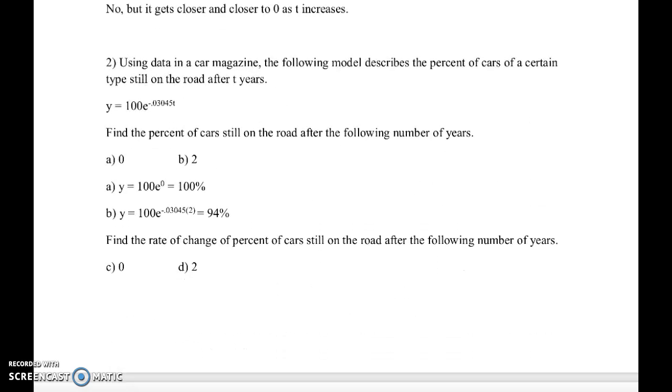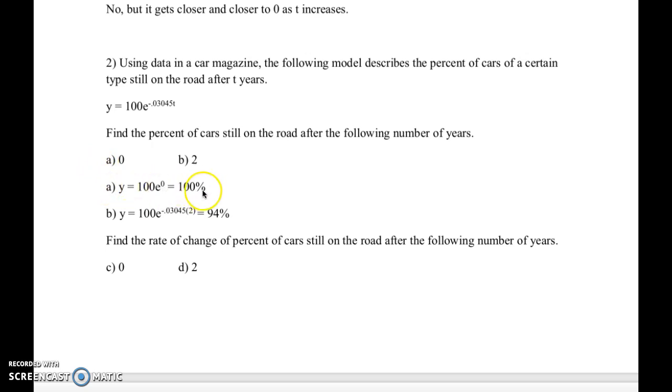Data in a car magazine describes the percent of cars of a certain type on the road after t years. And we're given our function. We want to find the percent of cars still on the road after the following number of years. Now here we don't need the derivative. They've given us the function. So all we have to do is plug in 0 into the function we have. Remember, e to the 0 is just equal to 1.